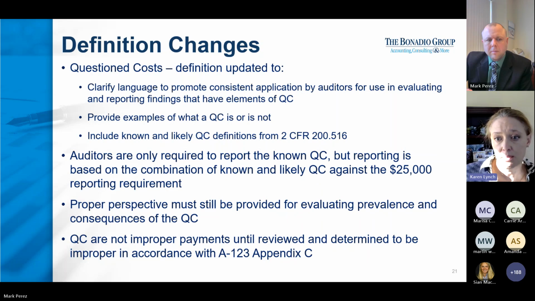So again, we have to be able to understand the known questioned cost, and then reporting is based on the combination of that known and likely against the $25,000 threshold. That threshold did not change. It's still $25,000. They did discuss it. They kind of went through it in detail, but the final determination was that it's still going to stay at $25,000.